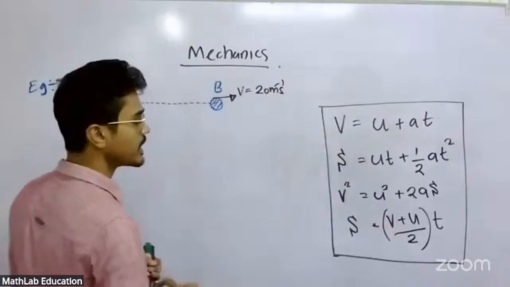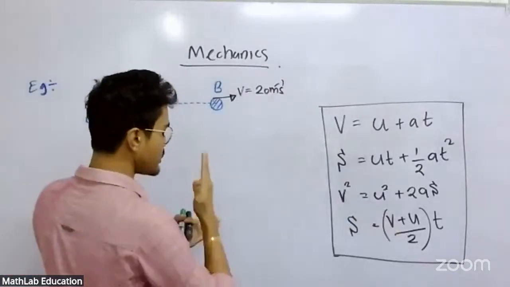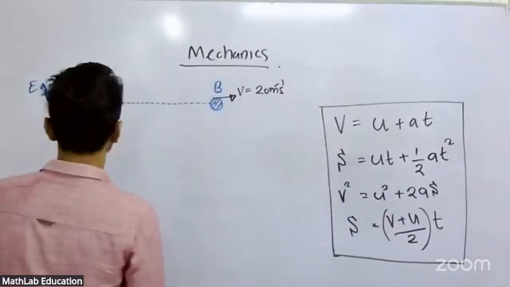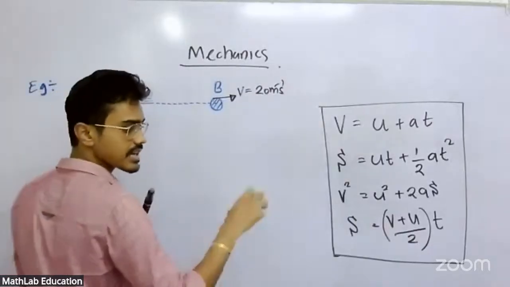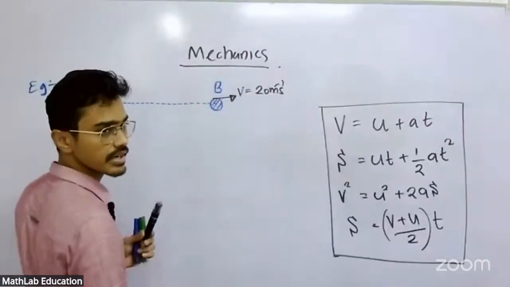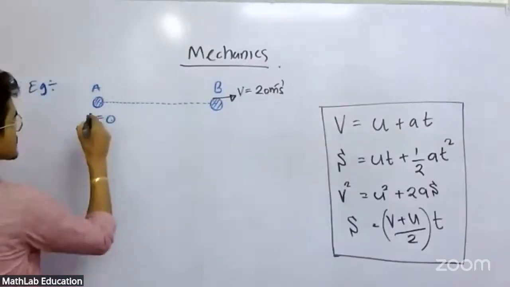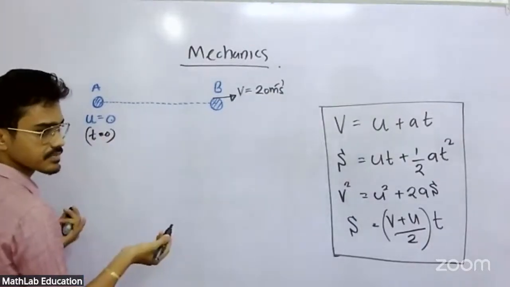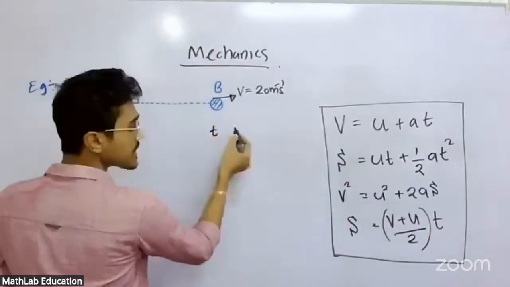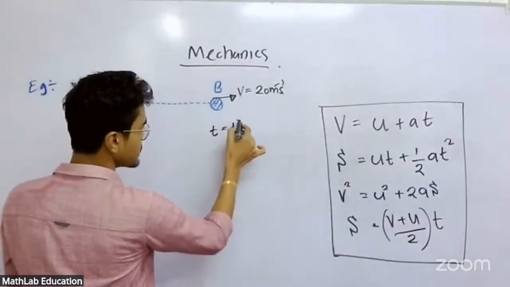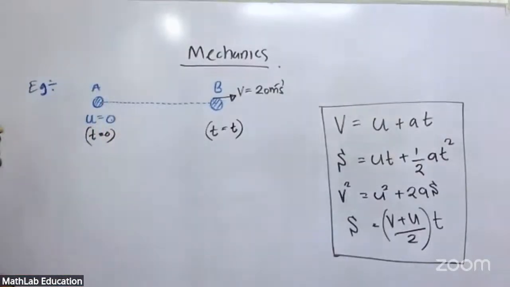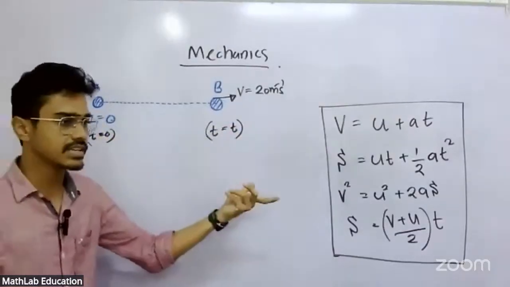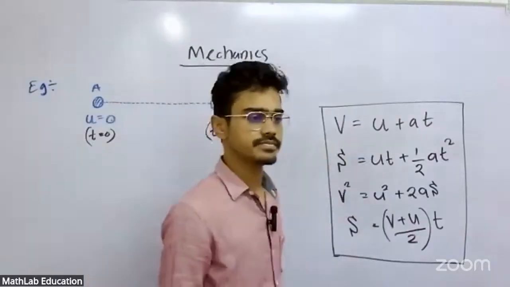So for any kind of linear motion, we have to have a point of measuring time. The starting point of measuring time is called t equals 0. At the start, no time has passed. At here, some time has passed, so that is called t equals t. The time interval is final time minus initial time, t minus 0, that is t. The time interval t is consumed for this motion.